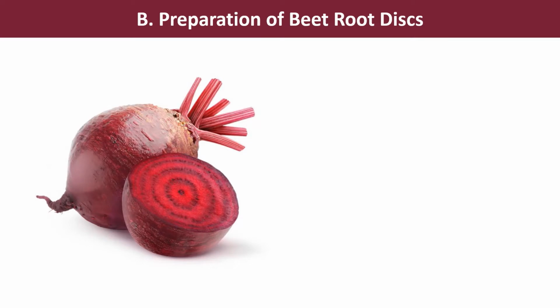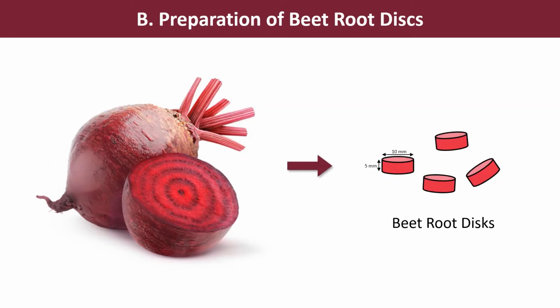So part B is preparing our beetroot discs. So we have a beetroot here, and what I'm going to do is basically cut it up and make these little puck-like discs. I have a video for you that I'm going to show you right now of me preparing these.